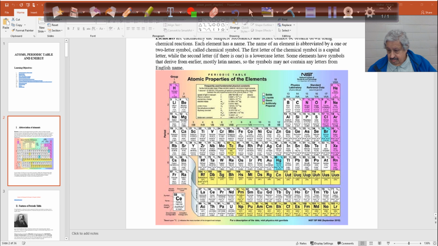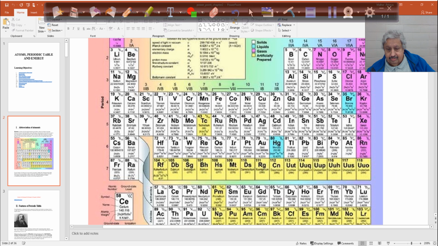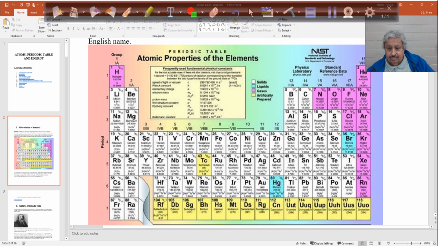Let me make it bigger so you can watch. I hope you can see it much better. So what's the basic idea of ordering or combining those elements together in a table called the periodic table? It turns out the basic idea is we put those elements according to their increasing atomic number.